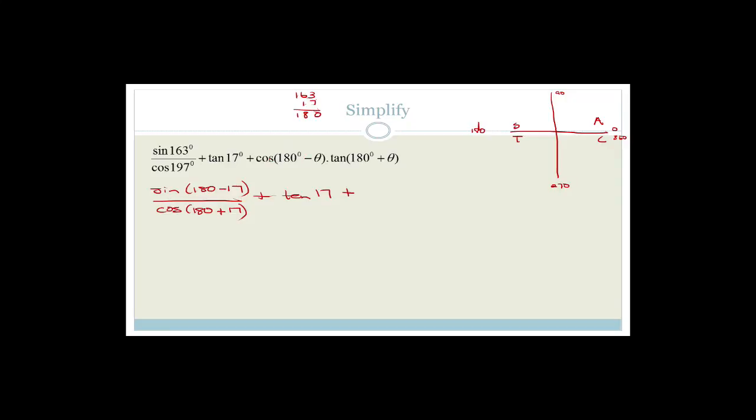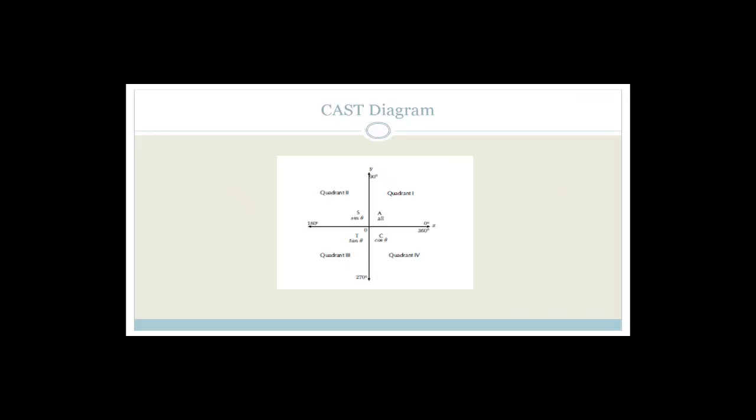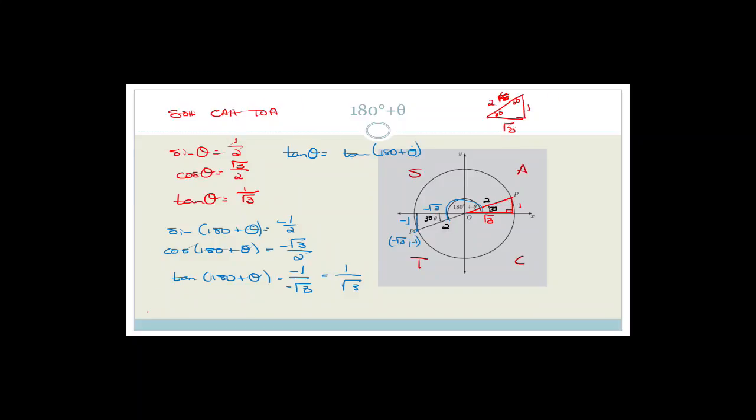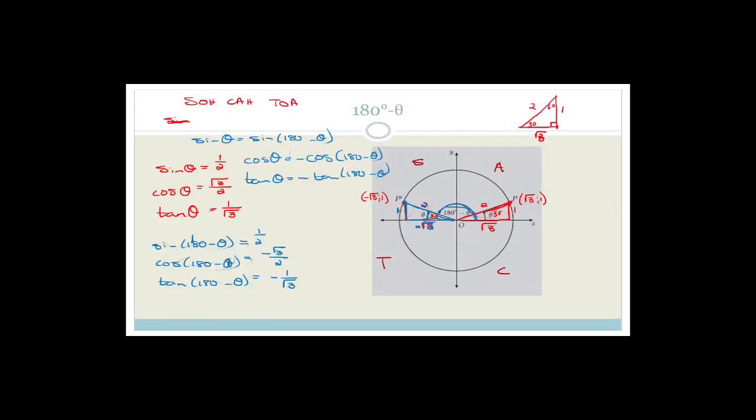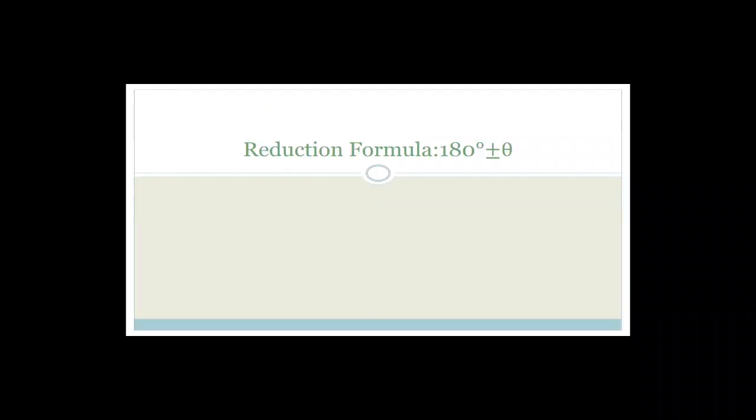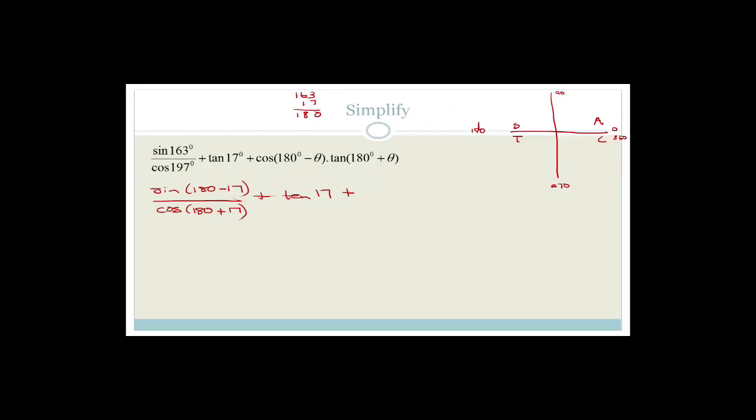Do we agree that the cos of 180 minus theta has got the same value as cos of theta? Remember we did this. We said that, what are we doing, 180 plus or minus? Minus. So if you look over here, you can see that cos of theta is root 3 over 2, and cos of 180 minus theta is also root 3 over 2. It's just got a negative sign here. I'll explain that with respect to the CAST diagram in a second. So the value of this stays the same, so that is just going to be cos theta.